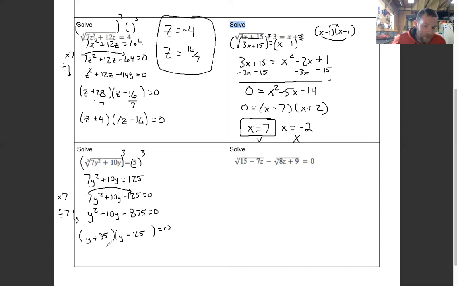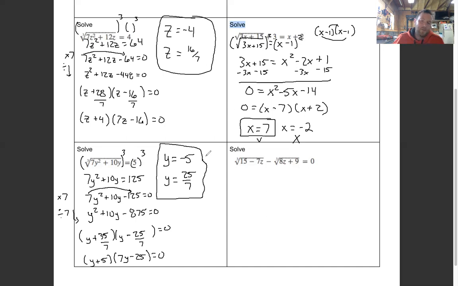Remember, I multiplied by 7, so I have to divide by 7. If it works out, leave it. That one does, y plus 5. If it doesn't, 25 divided by 7, you move the 7 to the top, 7y minus 25. So my two answers are y is equal to negative 5, and then y is equal to add 25, divide by 7, 25 sevenths. Again, this is a cube root one, so it won't change the signs. Those are your answers.